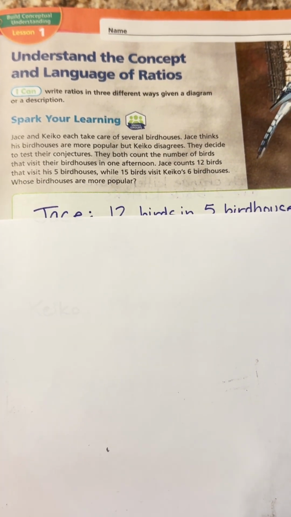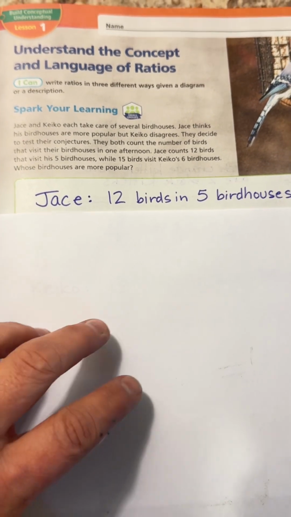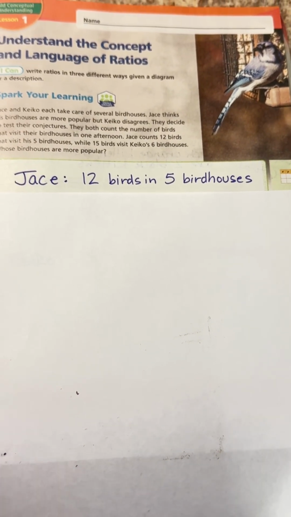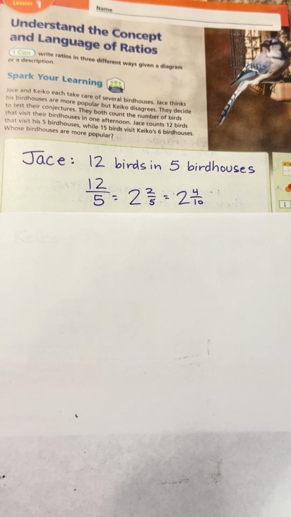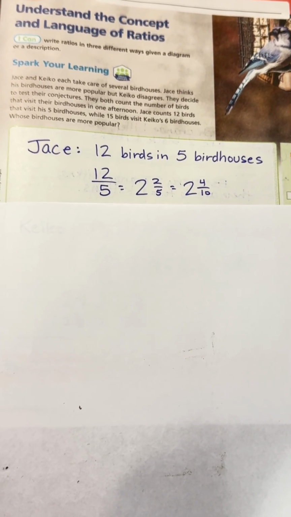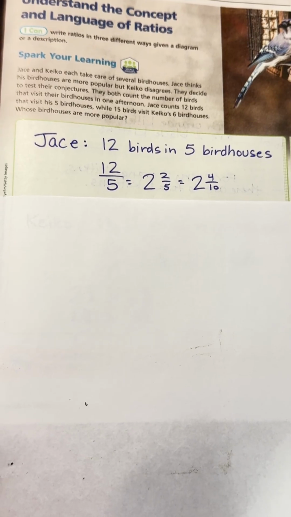So the first thing we're going to do, and I want you to do this in your book as well, is write in Jace, and he has 12 birds and 5 birdhouses. And then we're going to make a fraction out of it. We're going to make a ratio. So we're going to compare 12 birds to 5 birdhouses. We're going to compare our 12 to 5. Then we're going to make that a mixed number. Right now it's an improper fraction. We're going to make it a mixed number.